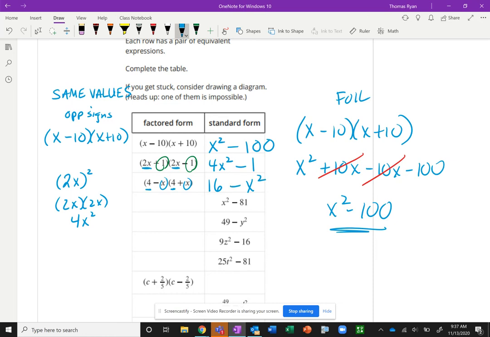And I'm just keeping the same order, guys. So if the x comes first here, keep it first. If the x comes second, keep it second. That's fine. I'm just maintaining the structure. If 4 comes in front, I'll put the 16 in front.